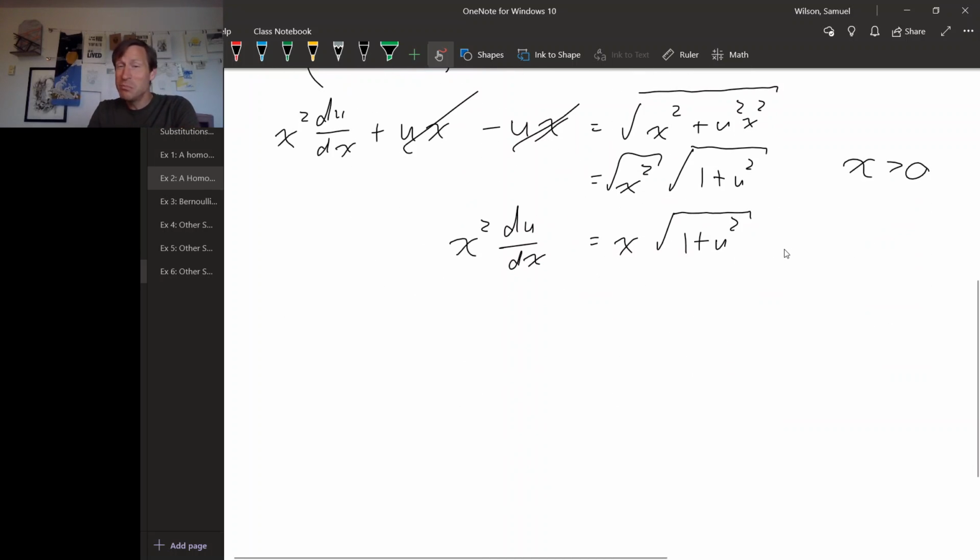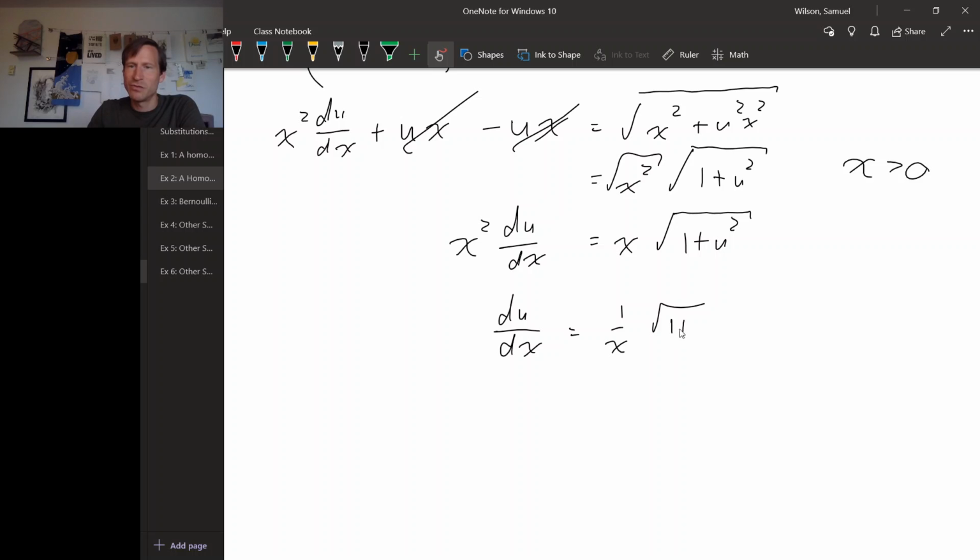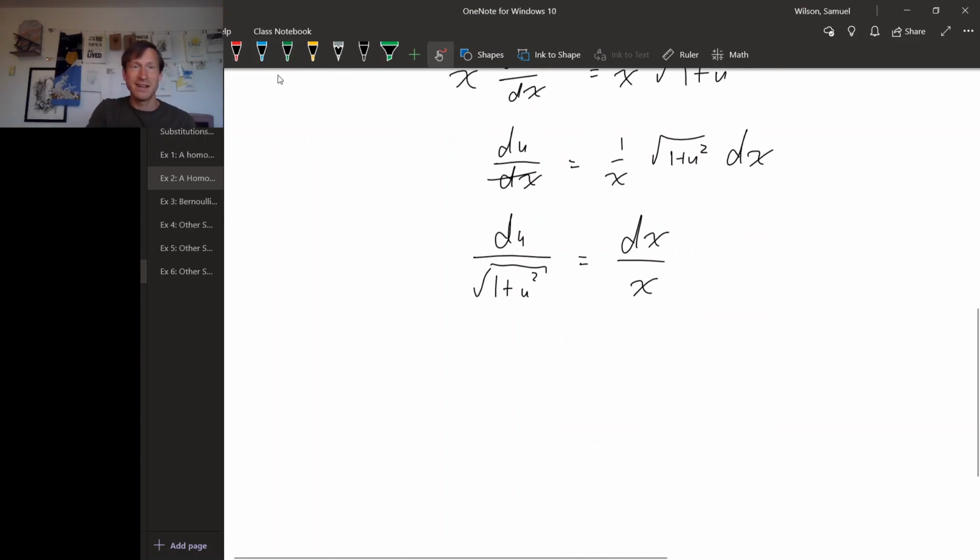And now that we've simplified it, this equation is separable. Right? We can divide both sides by x squared. So du/dx equals 1 over x times the square root of 1 plus u squared. While we're at it, we can move the dx over here. Multiply both sides by dx, and then divide both sides by the square root of 1 plus u squared. So du over the square root of 1 plus u squared equals dx over x. Okay, so we've separated. Now we can integrate.